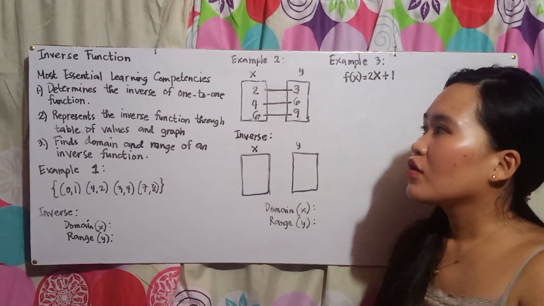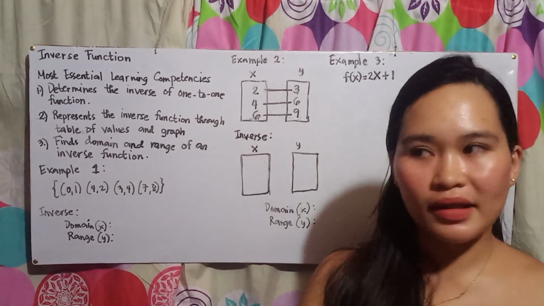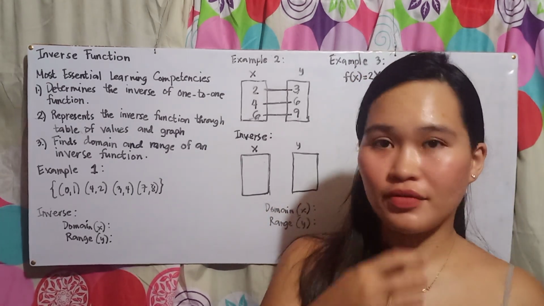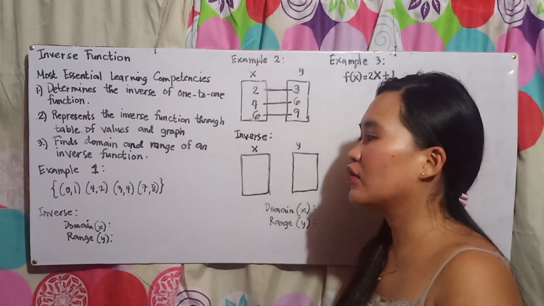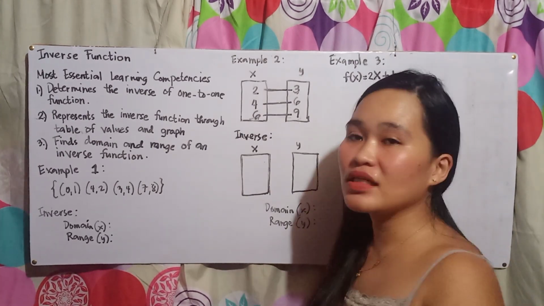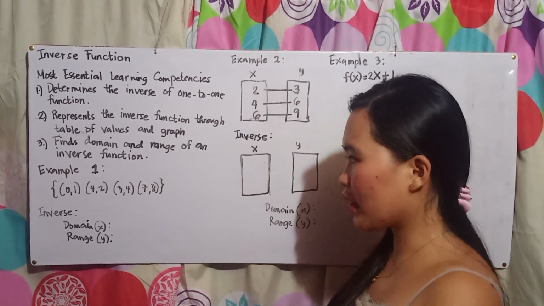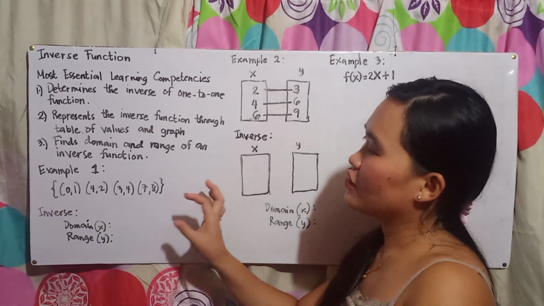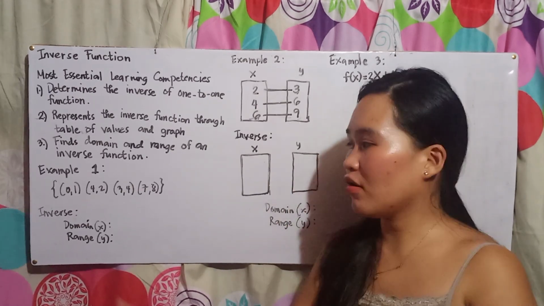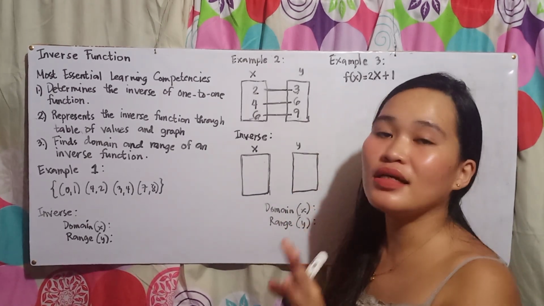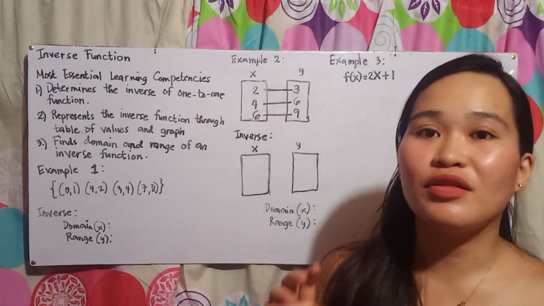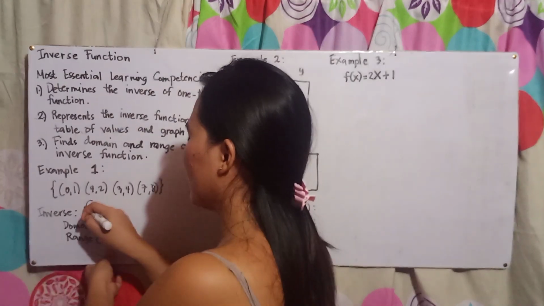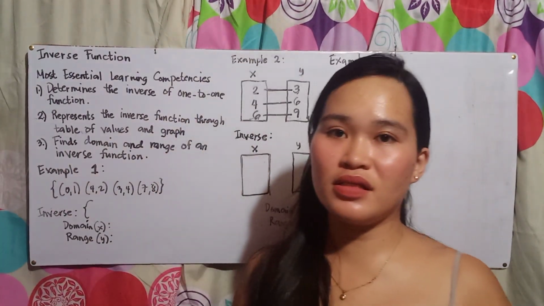Okay, so when we say inverse, kabaliktaran or reverse or i-swap ang values. So, example number one is a set of ordered pairs. So, we have here four ordered pairs in a set. So, to find the inverse of the set of ordered pairs, ato lang i-swap ang values sa x and y. Every ordered pair. Okay. So, sa first ordered pair is 0 and 1.